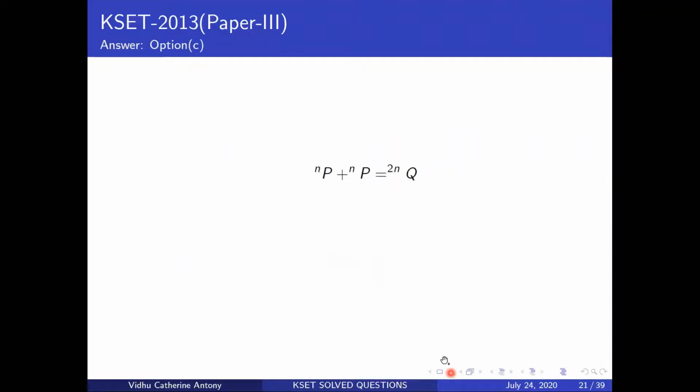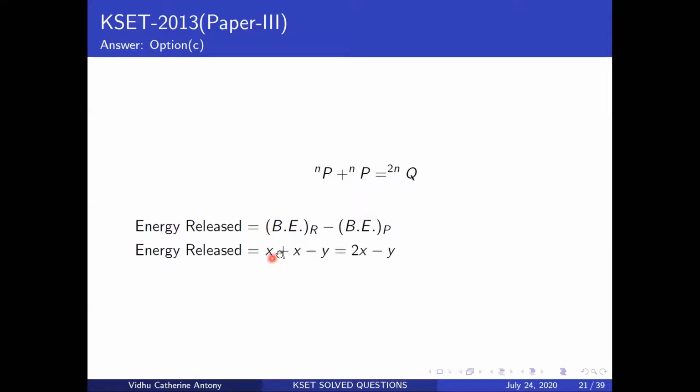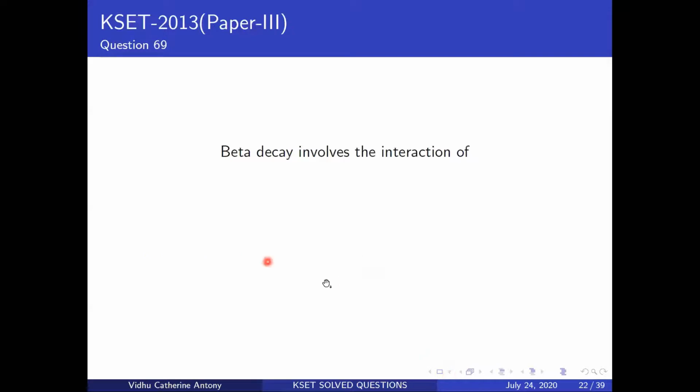So the only idea is this is the corrected equation. This is the energy released formula: binding energy of your products minus binding energy of the reactants. So you get 2x minus y. So that's pretty simple. Now, this is a question, so you have to be quite careful in analyzing this.